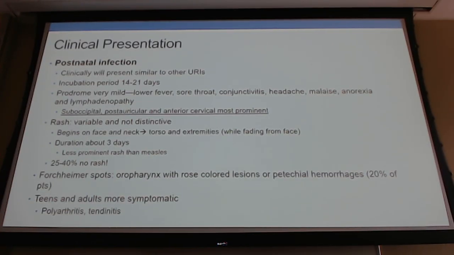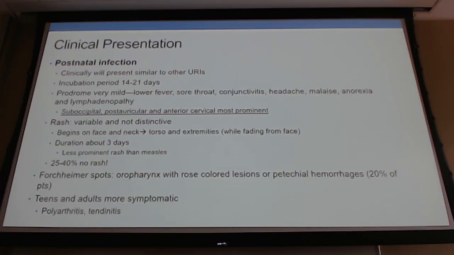So postnatally, now you just have a kid. Let's say you have a 3, 4, 5, 6-year-old, however old, a child that gets this, pretty similar to most other URI. Really not something to write home about for most kids. Again, that long incubation period. The one difference here is when you think about where that lymphadenopathy is.